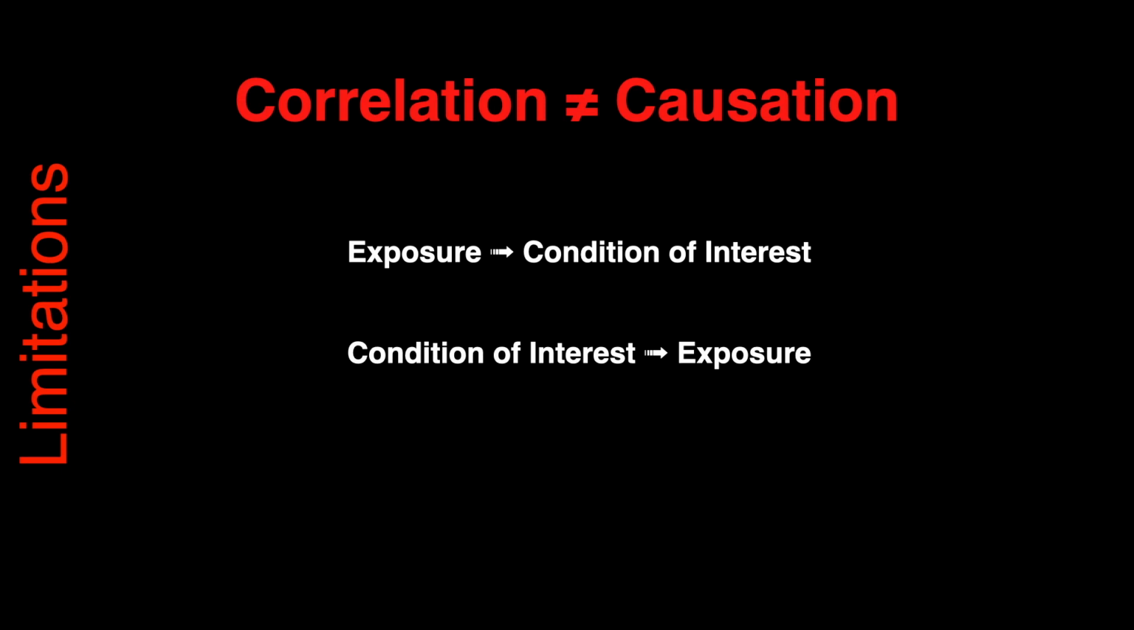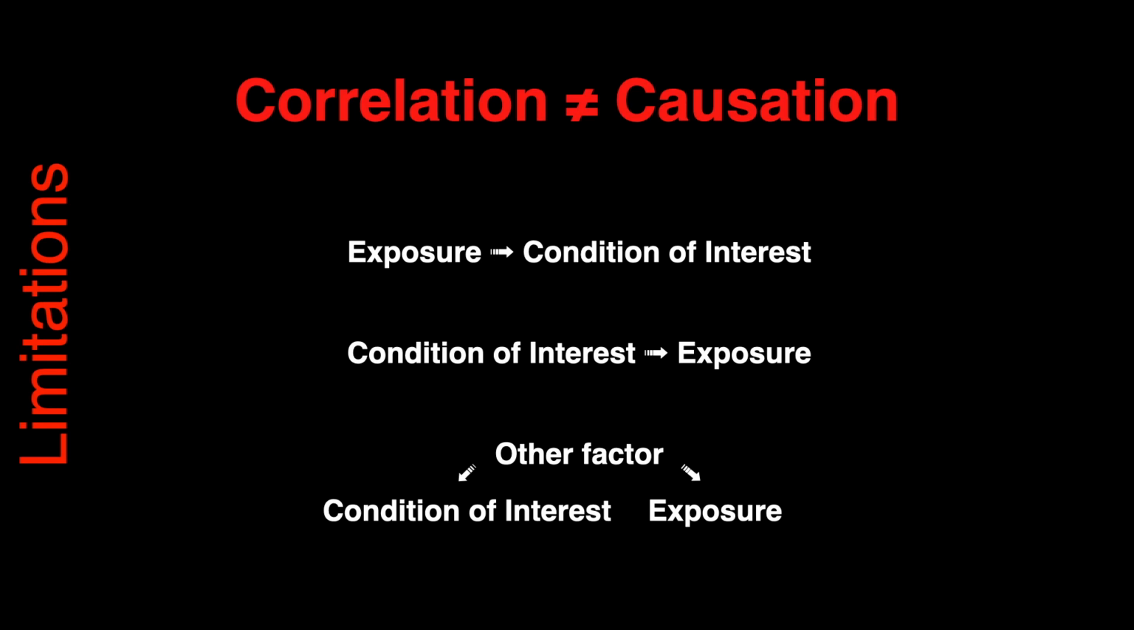It still doesn't tell us whether the selected exposure, let's call that A, caused the condition of interest B. It may be the exposure led to the condition of interest. Alternatively, the condition of interest may have influenced the exposure. Or there may be some other factor that hasn't been assessed that links both the exposure and the condition of interest, but not in any way where A causes B. It just tends to be that when A is high, C, which maybe causes B, is also high. So the key thing here is just because we see an association doesn't mean we've discovered cause and effect.